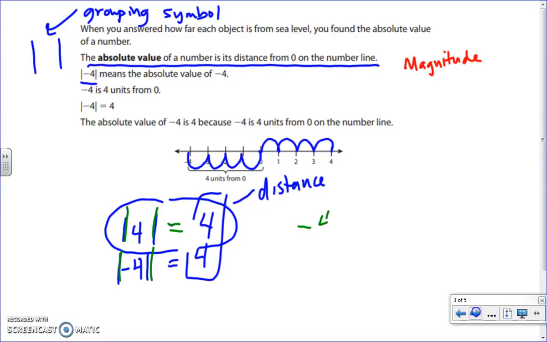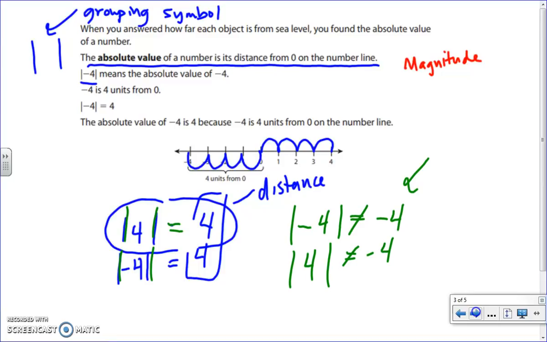You could write this on your paper. That does not equal -4. The absolute value of 4 does not equal -4. There's no such thing as negative distances. There's no such thing. We are not doing that in this class. All right. So that's how absolute value works.